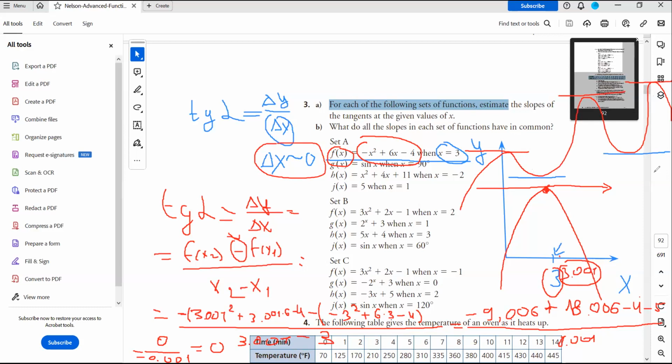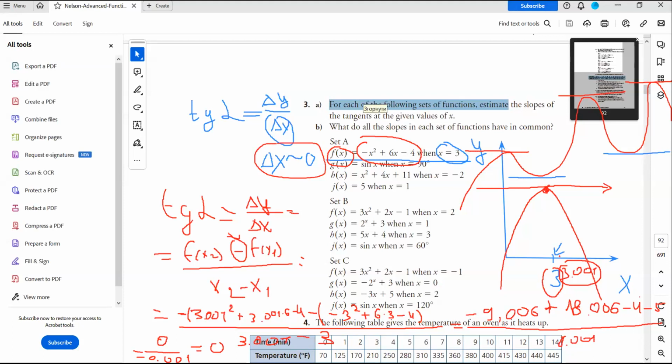Isn't that cool, guys? Now we basically came up with this thing, the instantaneous rate of change, and we got a property of it right away that's going to help us a lot.